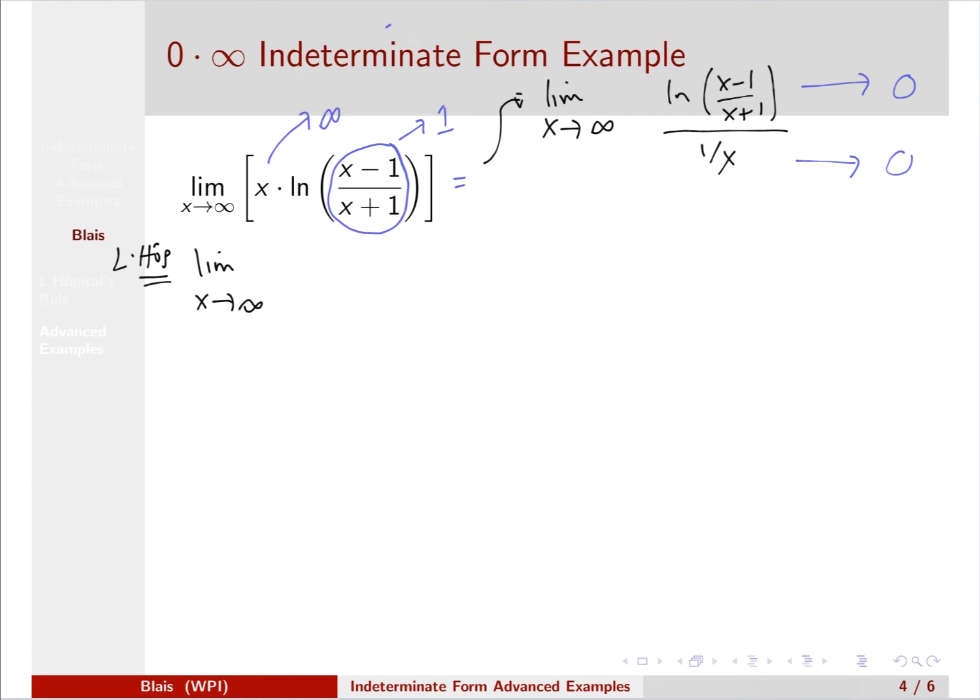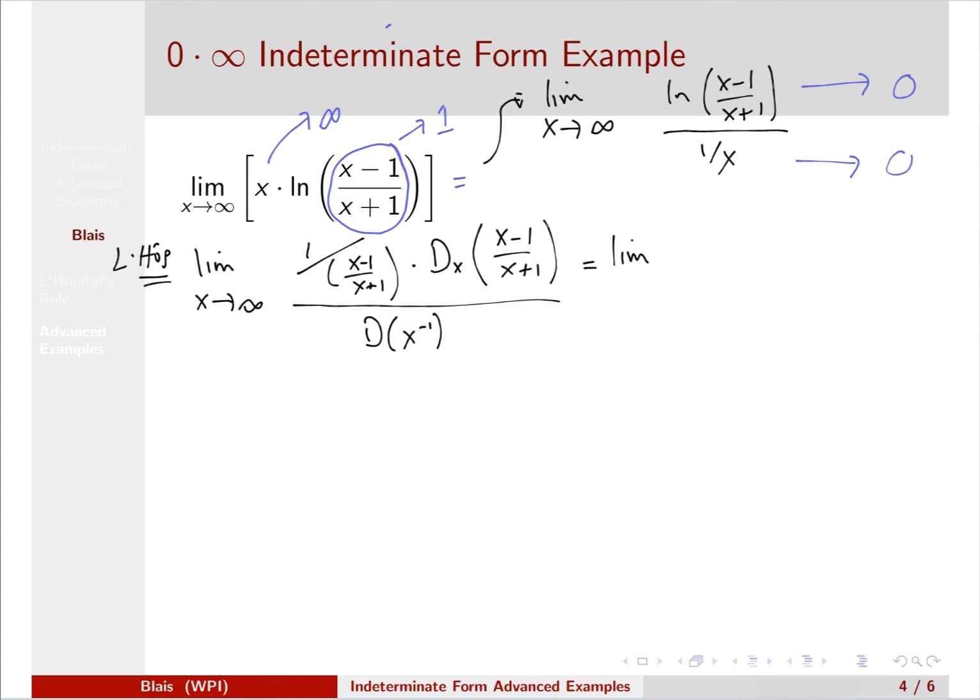So for the derivative of the numerator, the derivative of natural log of this expression is 1 divided by this expression, or 1 over quantity x minus 1 over x plus 1, times the derivative of the inside. So the derivative with respect to x of x minus 1 over x plus 1. And in the bottom we have the derivative of 1 over x, which we can rewrite as x to the minus 1. Thus, this becomes the limit as x goes to infinity. This first expression is x plus 1 over x minus 1.